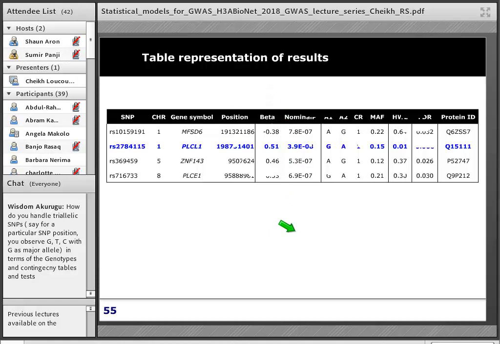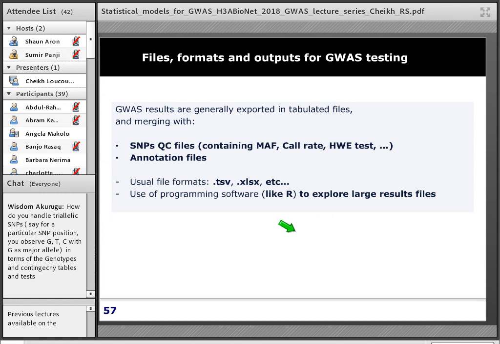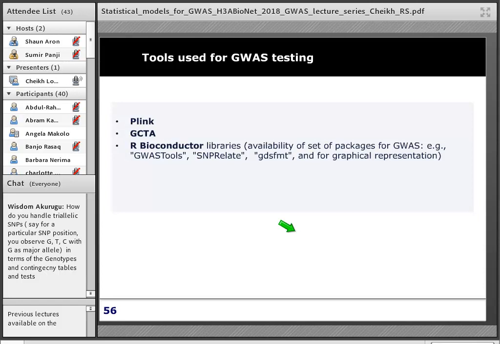And then the corrected p-value here is the false discovery rate, which is the corrected p-value. So this p-value, if you use this column, you have to compare it with 0.05. But if you use this p-value, you have to compare it with the corrected threshold, which is close to 10 at the minus 8.